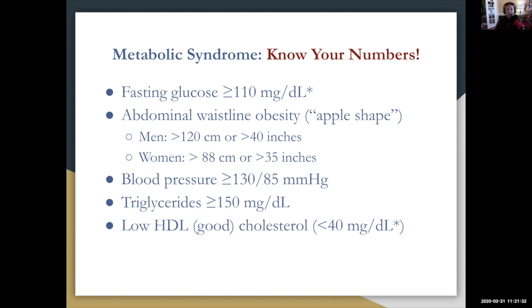The good cholesterol is the HDL. That's your good pipe cleaner cholesterol. We like that to be high, but in people who have metabolic syndrome, prediabetes, diabetes, this number tends to be low, and typically that's under 40, so we don't like that.